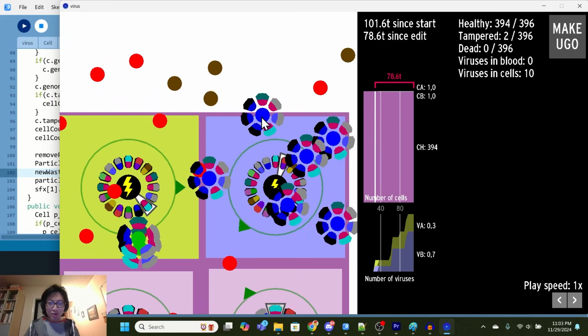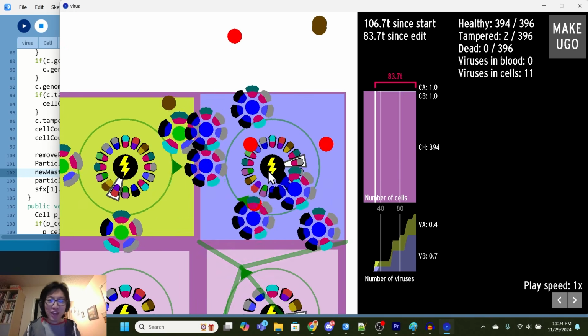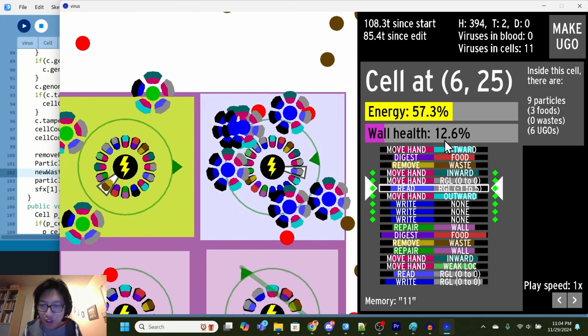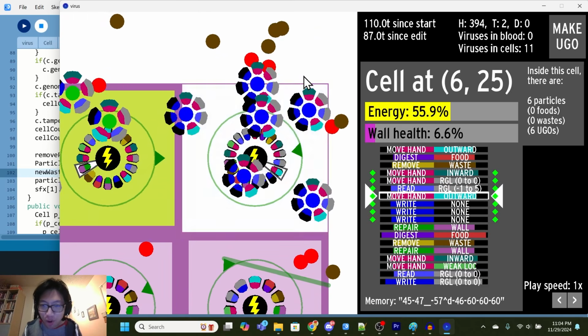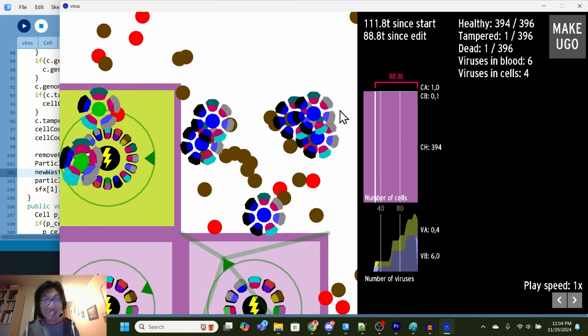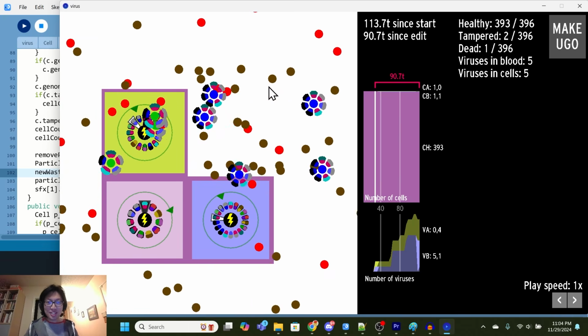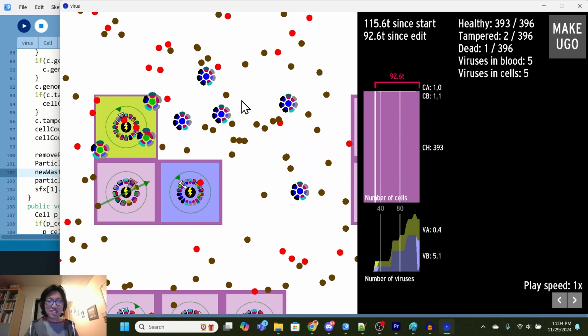But as we keep going on and on, the blue cell will amass things so much faster that it's looking really weak. Wall health down to 12%, and it's going to write 3 more. It is just not going to survive much longer. Okay, it's dead. It is dead. So the 6 blue viruses are out in the wild.